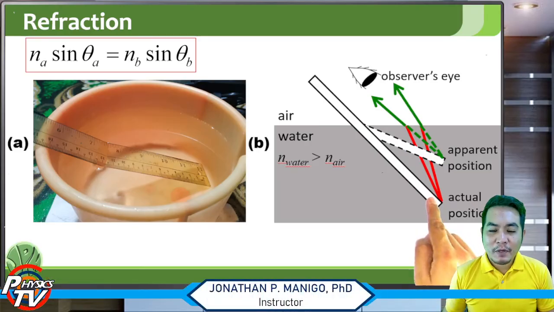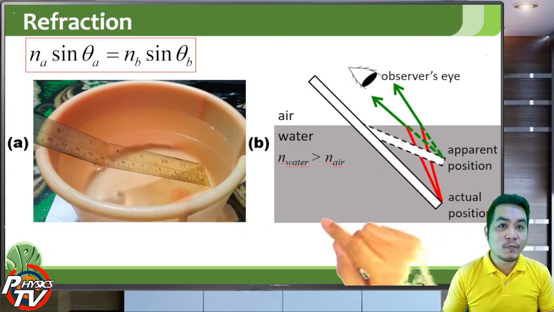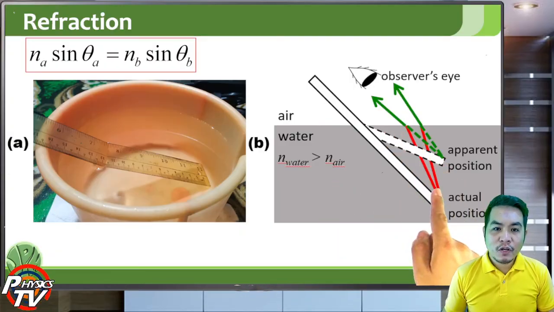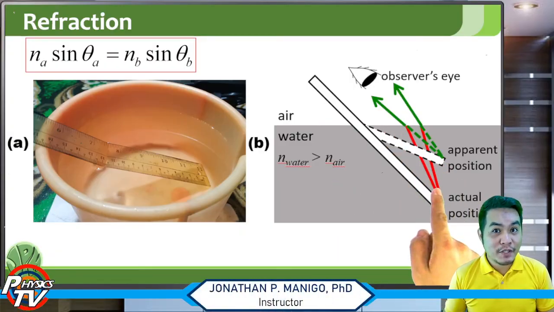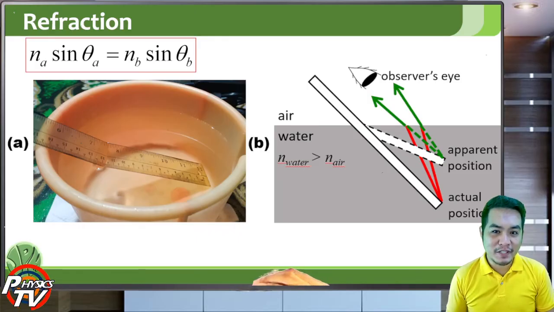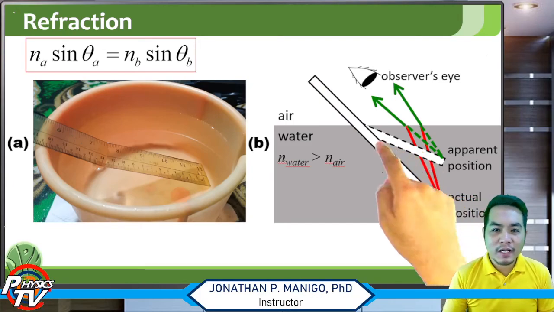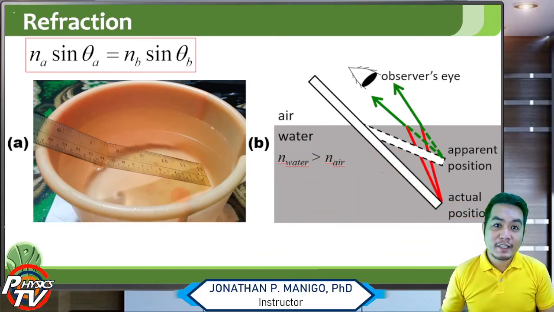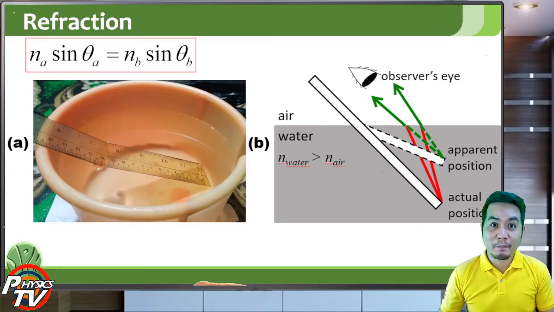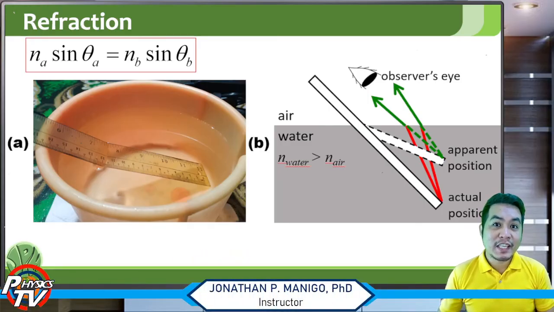Because light bends from water to air, you will just see an image of the ruler submerged in water. You will not actually see the actual ruler, but the image. So the combination of the object and the image will now look to you as bending. The ruler has become bent, but actually it's the light rays that bend. And what you see is an image of the submerged ruler.